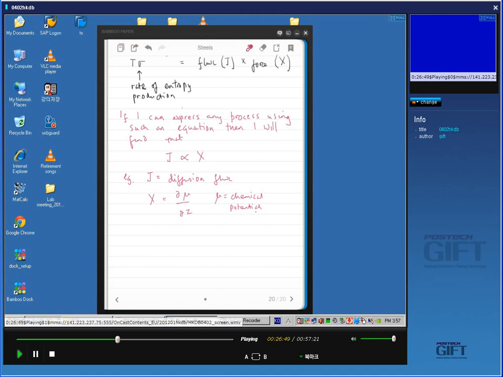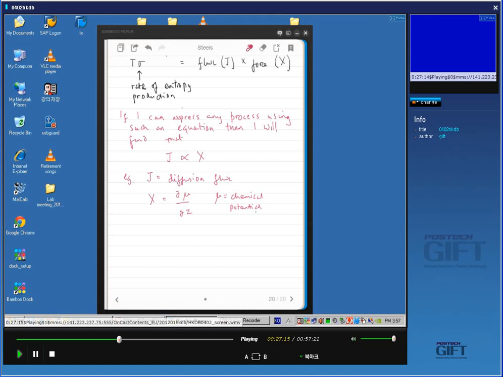Don't think about flux as a flux, but anything. Yeah, electrical current is proportional to? Yeah, voltage or electromotive force. And what is the law describing the relationship between current and voltage? Ohm's law. So we have current being proportional to voltage, right?